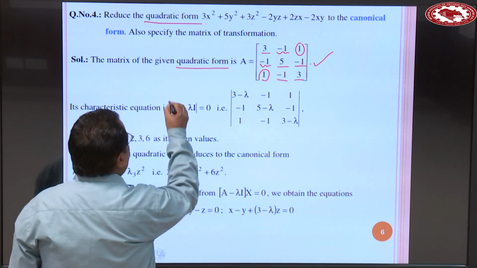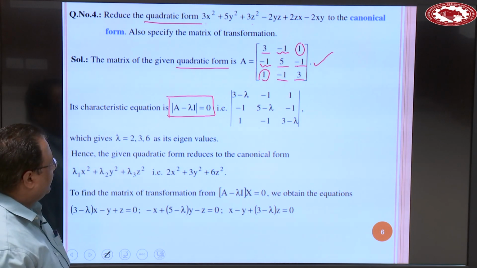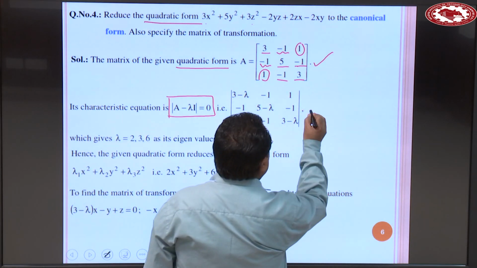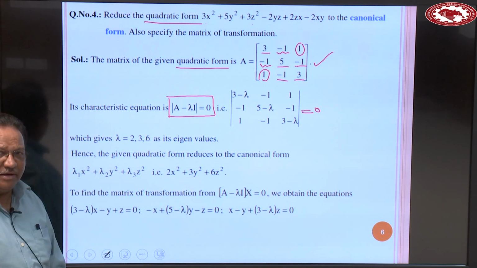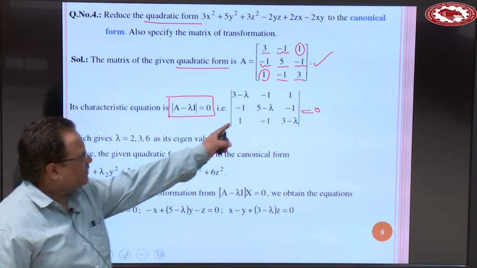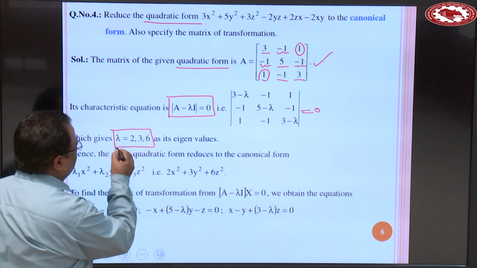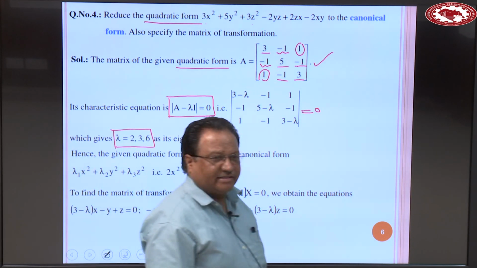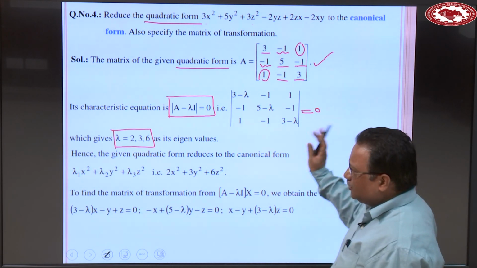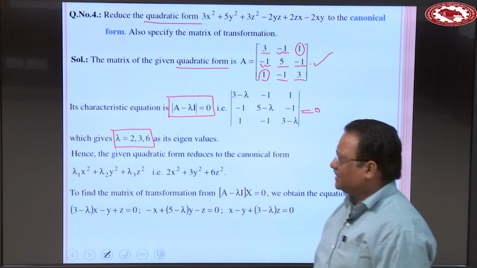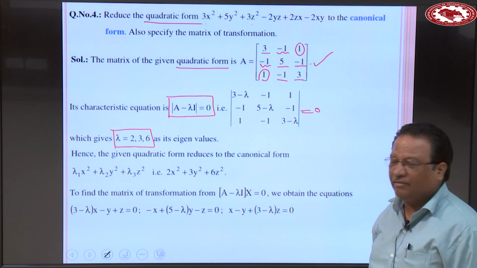Then calculate the characteristic equation. The characteristic equation of this matrix is determinant of A minus lambda I equal to 0. Clear? Find the value of lambda, which means the eigenvalues. So solve this determinant, and finally you will get lambda equal to 2, 3, 6 as the eigenvalues of the given matrix.